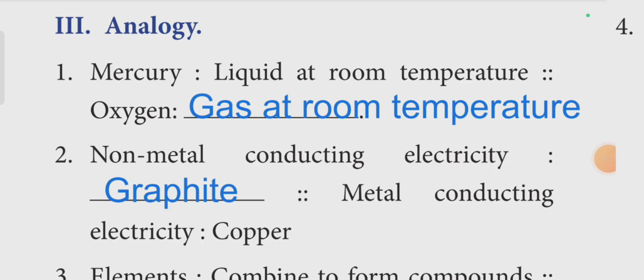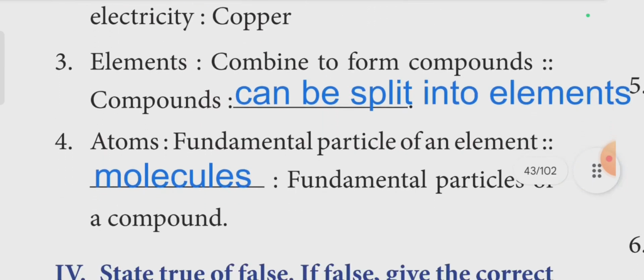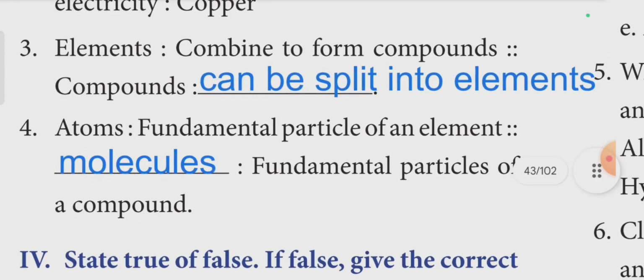First one, mercury, liquid at room temperature; oxygen, gas at room temperature. Second one, non-metal conducting electricity, graphite; metal conducting electricity, copper. Third one, elements combine to form compounds; compounds can be split into elements. Atoms, fundamental particles of an element. Molecules, fundamental particles of a compound.